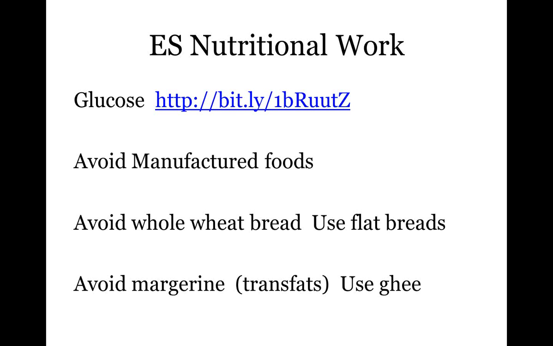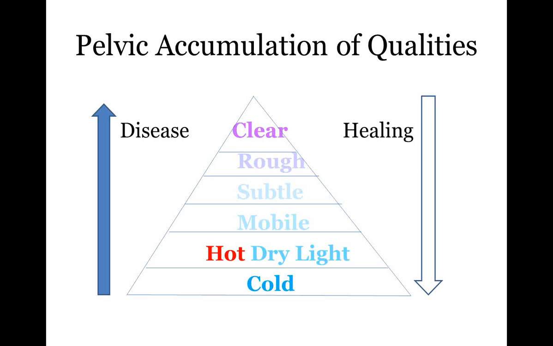Using flatbreads is really important because, as we talked about in our last session, flatbreads can really affect digestion. And so the use of yeasted products really is deleterious to the GI tract and its function. And lastly, avoiding trans fats and using ghee on a regular basis is a much better alternative than ever considering using margarine, which is loaded with trans fats.